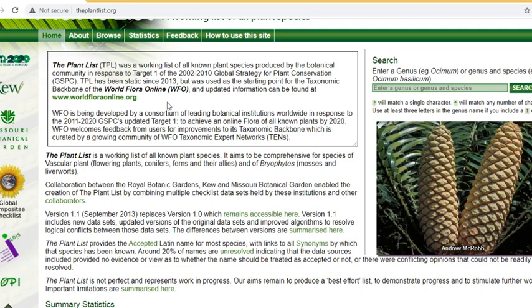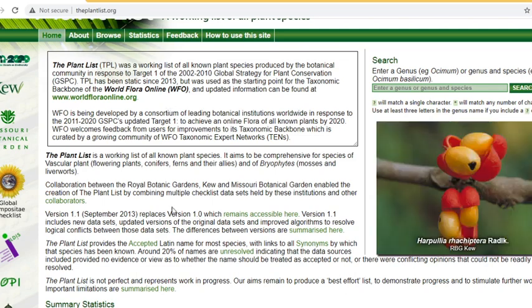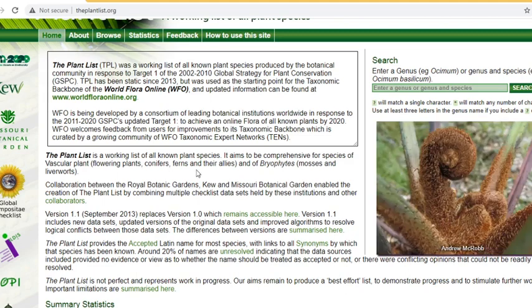This particular website or organization follows the APG system of classification. That is why there are many plant names and families, especially the family names, which you will find in the Bentham and Hooker system, which you will not find here, or the family names that you will see here may not be present in the Bentham and Hooker system of classification. This is completely based on the molecular data.